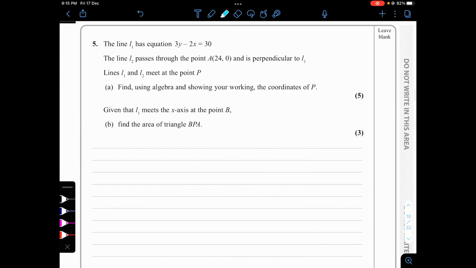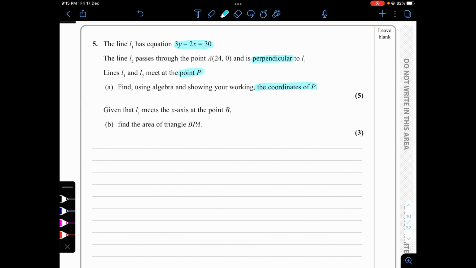So we have a line L1 with equation 3y minus 2x equals 30. And then we have L2, that passes through the point A, (24, 0), and is perpendicular, that's the keyword, to L1. And lines L1 and L2 meet at point P. Okay, so find, using algebra, the coordinates of point P.